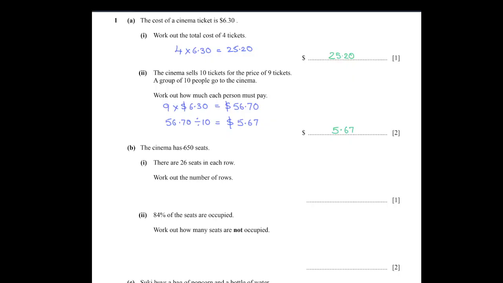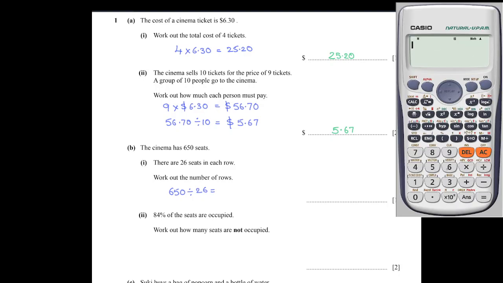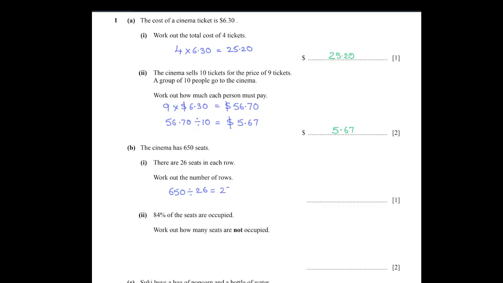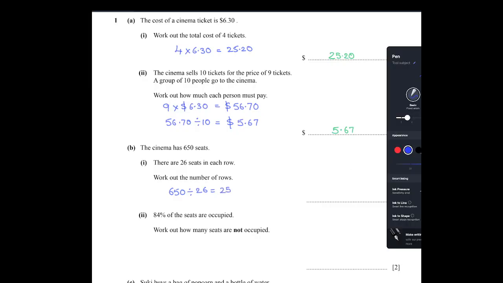Question number B. The cinema has 650 seats. There are 26 seats in each row. Work out the number of rows. So now we have to divide 650 seats among 26 rows. The divisor is 26. 650 divided by 26 is 25. So 25 rows are there.